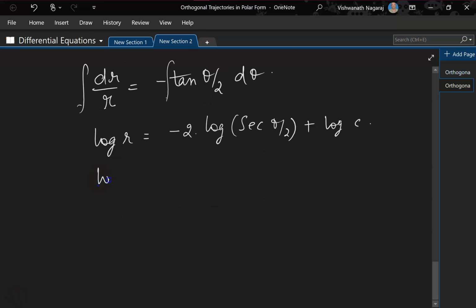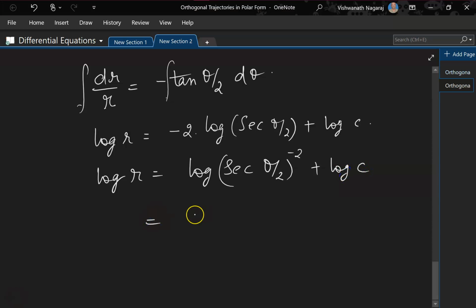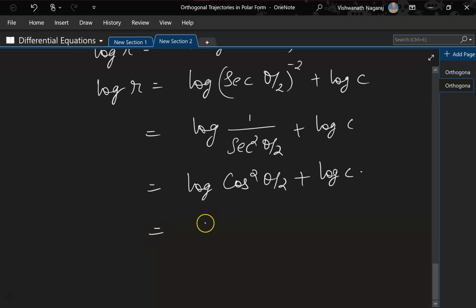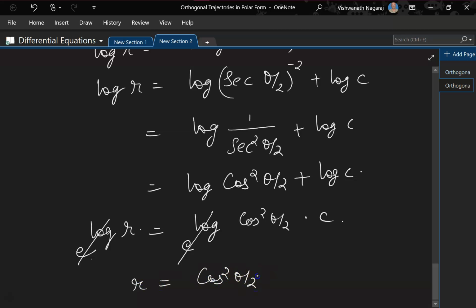Now this can be written as log r is equal to, this 2 we can take to the exponent, minus 2 itself, so it becomes log of sec of theta by 2 to the power of minus 2 plus log c. So this can be written as log of 1 by sec square theta by 2 plus log c. Now 1 by sec theta is what? Is cos theta. So we can write it as log cos square theta by 2 plus log c. And this can be written as log of cos square theta by 2 times c. Yes. Now remember, this is log r on this side. So now we can exponentiate both sides. So e to the power, so that log gets cancelled. We are left with r is equal to cos square theta by 2 times c.